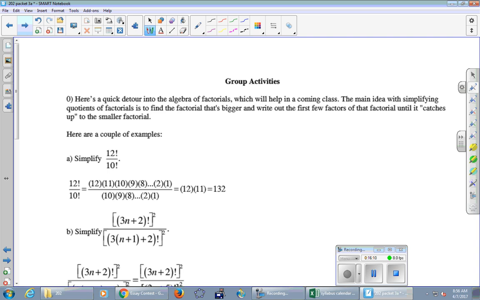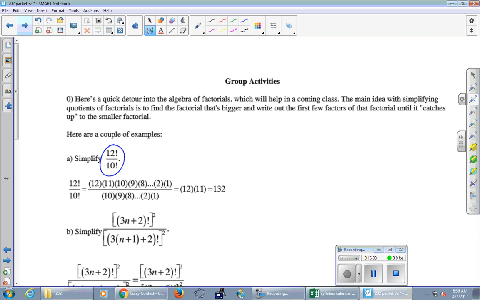So the factorial business is going to help in a coming class, but we're just throwing it here because we have time today to talk about it. What we're going to do is simplify some factorials. It's going to be really common for us to have to simplify division with factorials, and factorials is something we have limited experience with probably. So we'll just take a little break here and talk about simplifying.